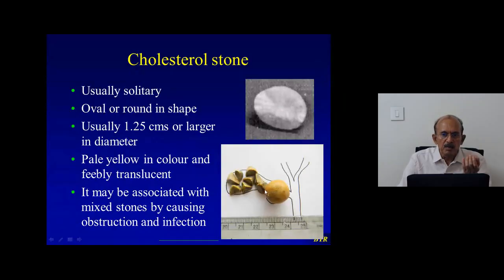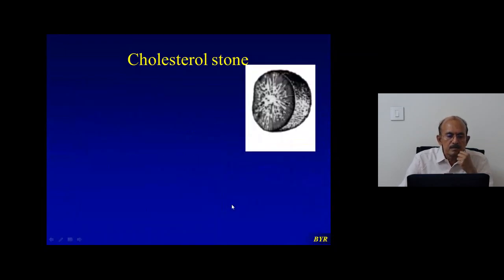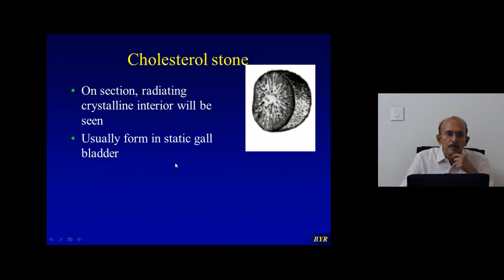Sometimes it may be larger in the Hartmann's pouch, as in this case. This is the Hartmann's pouch area. So it enlarges and grows there, and causes obstruction. Because of obstruction, there will be stasis in the gallbladder. Because of stasis, there may be these stones. So these hexagonal shaped stones are all the mixed stones. When you see the cut section, it has such a brilliant, radiant, crystalline appearance. Usually it forms in a static gallbladder.